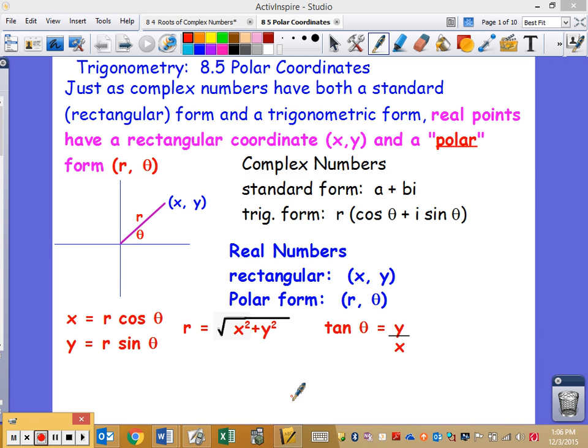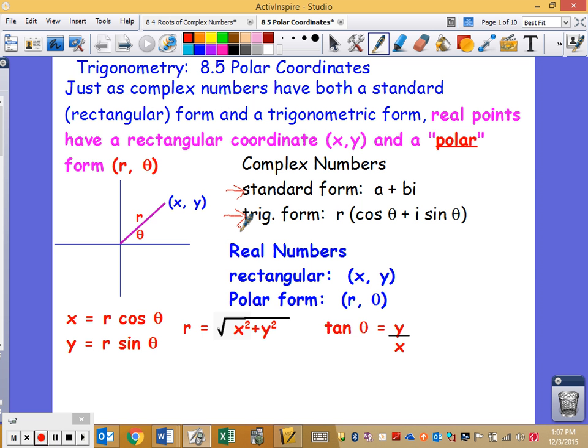Alright everybody, this is section 8.5. We're going to go into polar coordinates. Most students feel like this isn't so bad at all. So far this chapter we've talked about rectangular form, our regular standard form. We have trigonometric form that we looked at and used extensively the last couple sections.